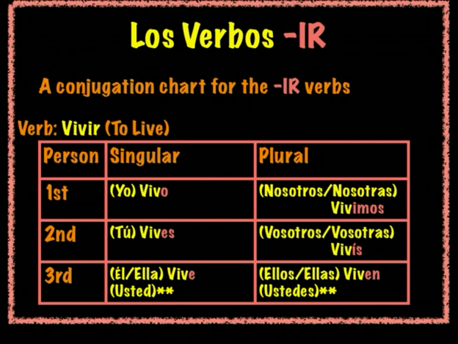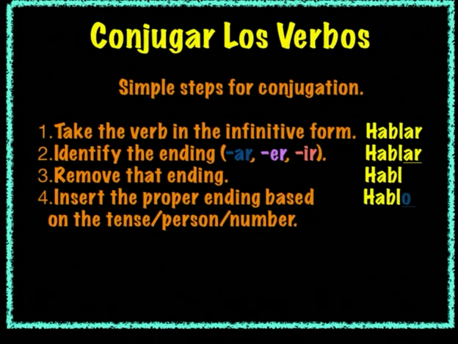First person plural, nosotros, nosotras vivimos. Second person plural, vosotros, vosotras vivís. And third person plural, ellos, ellas, ustedes viven. Very good. Let's move on.